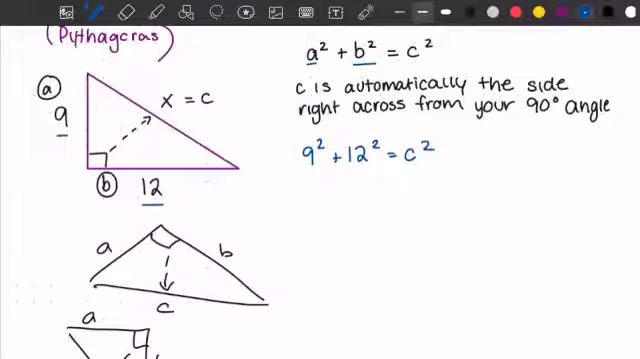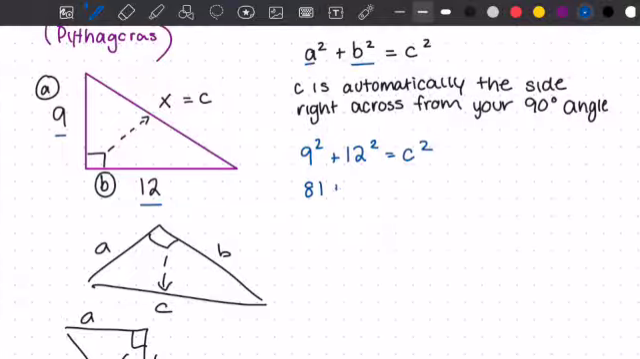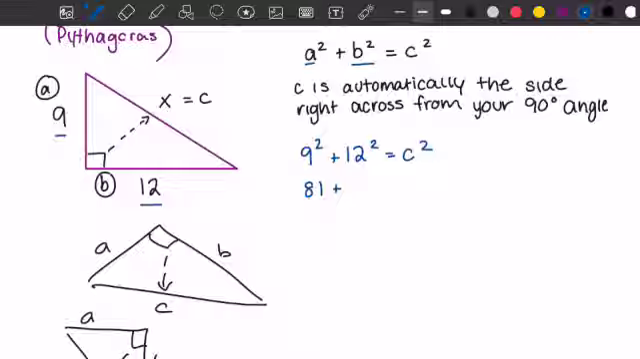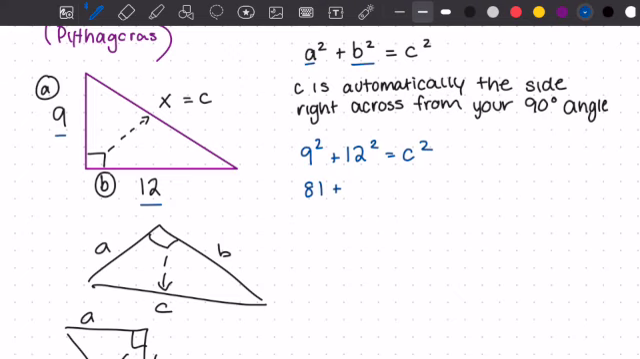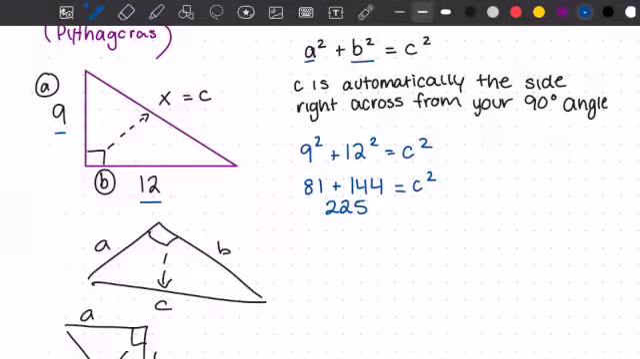Okay, so 9 squared, what is that? 9 times 9, 81. And 12 times 12? Anyone know it? Someone stick it into their calculator. Yes, 144. Perfect. Equals C squared. I'm going to add those two values together. So put it into your calculator, do some mental math for me. What is 81 plus 144? Or cheat and look in your notes. 225. Yes. 225 is equal to C squared.